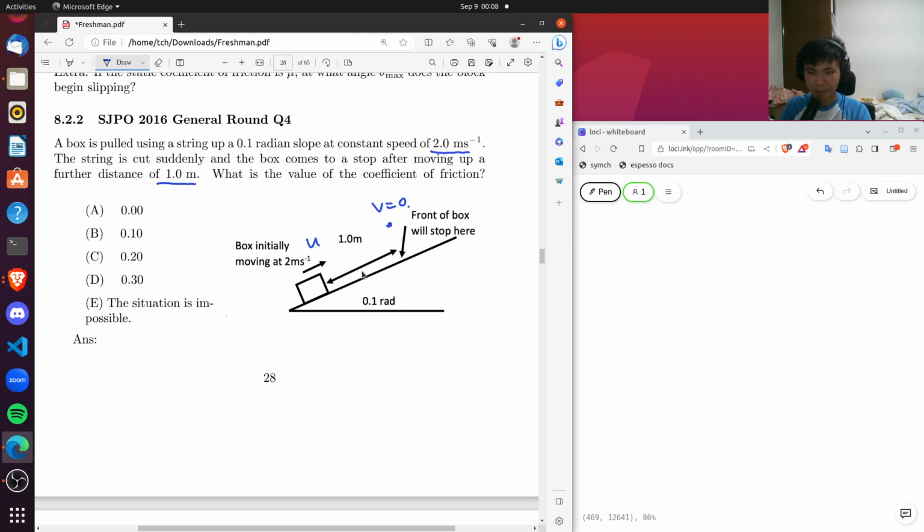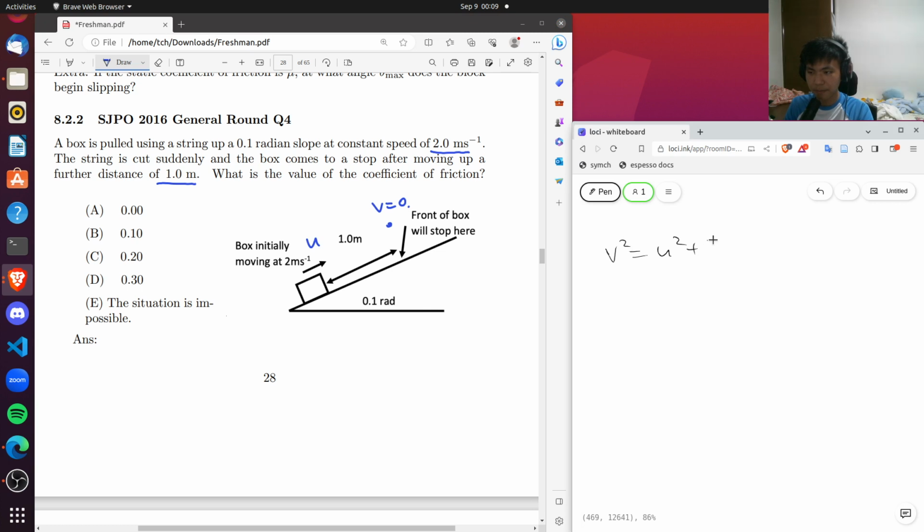Because friction is maxed out. As long as the object is sliding, friction is always maxed out at mu n. So because friction is constant, and gravitational acceleration in the parallel component is also constant, we can use v squared equals u squared plus 2as because acceleration is constant.